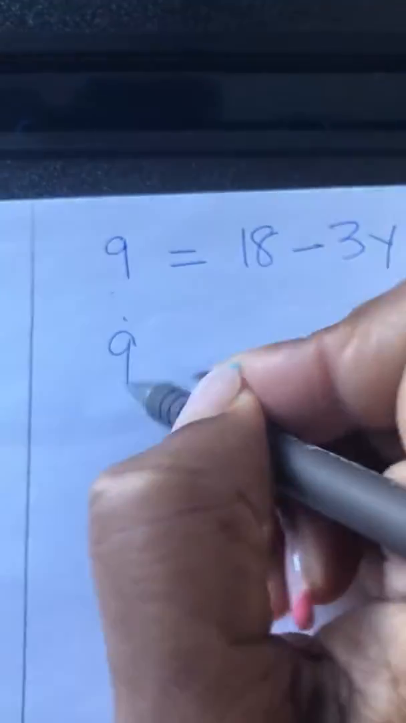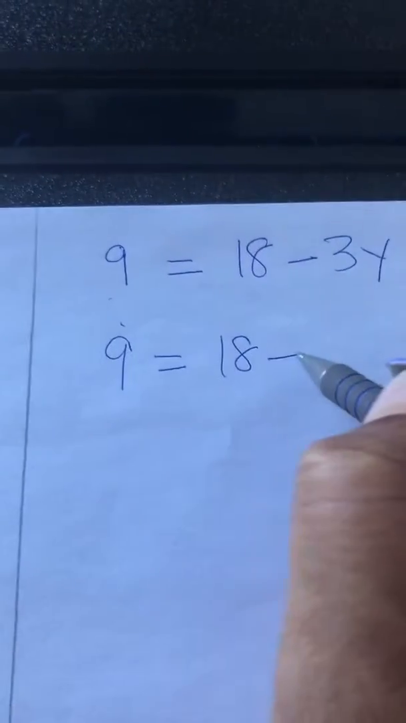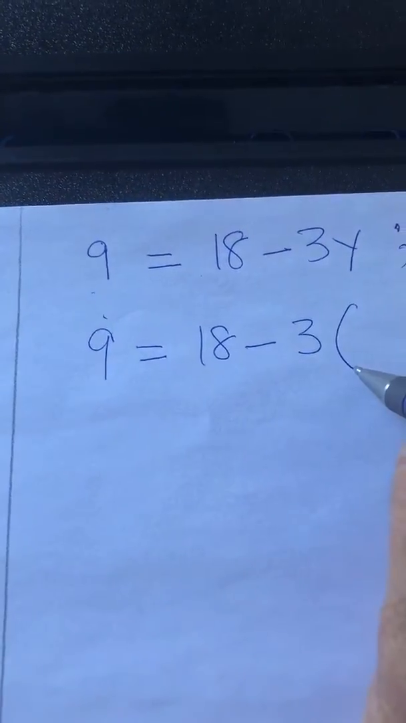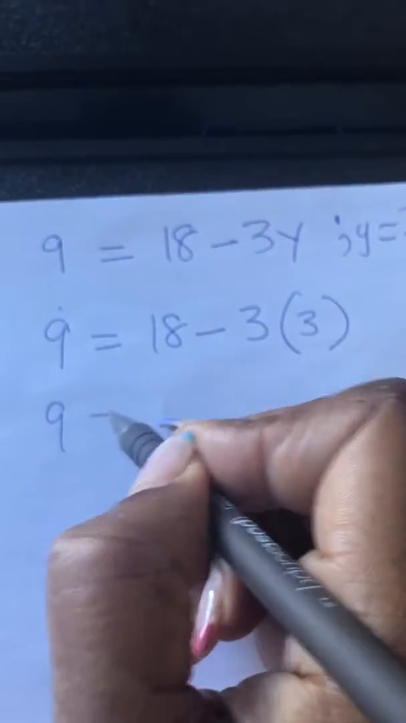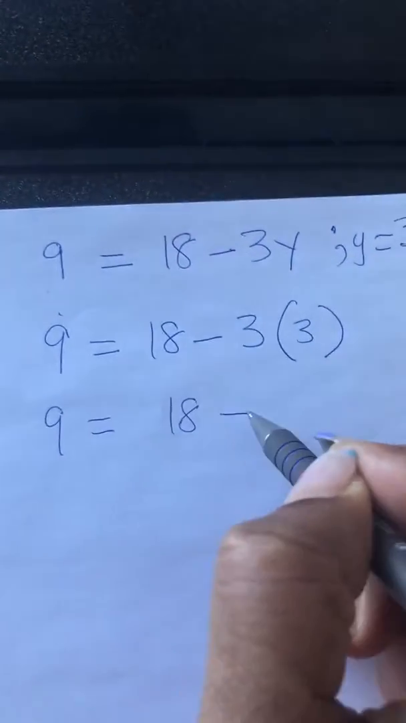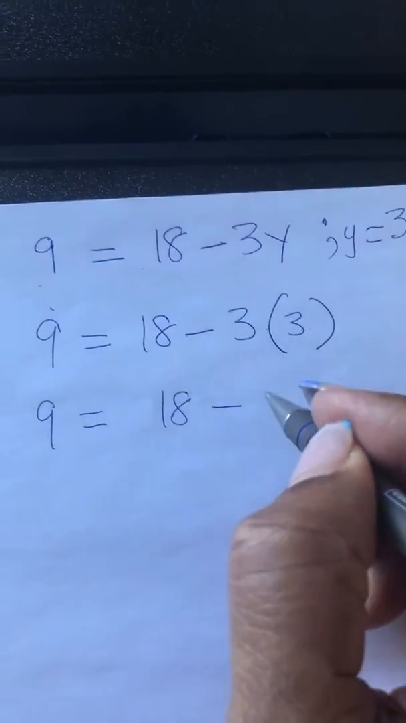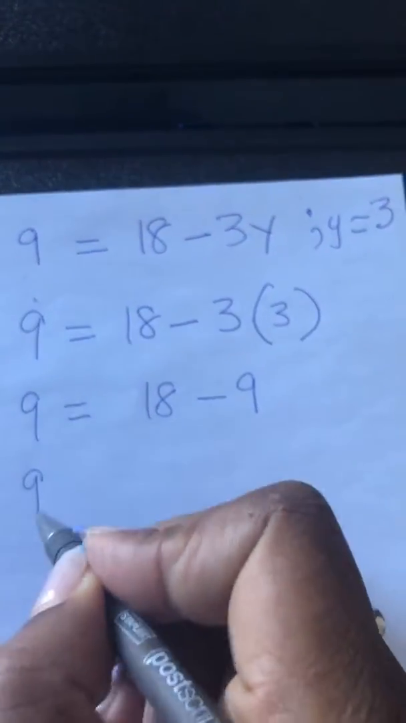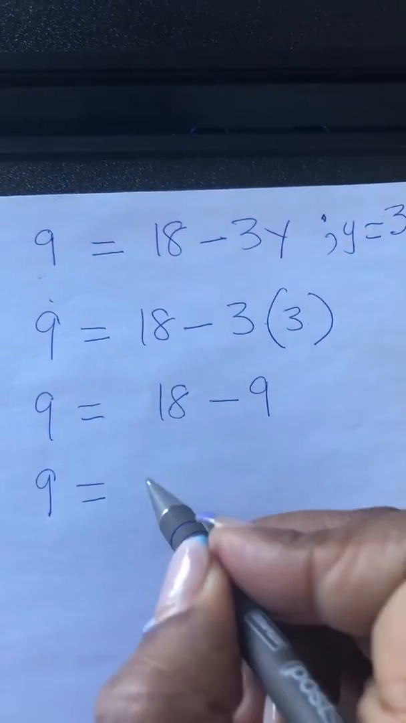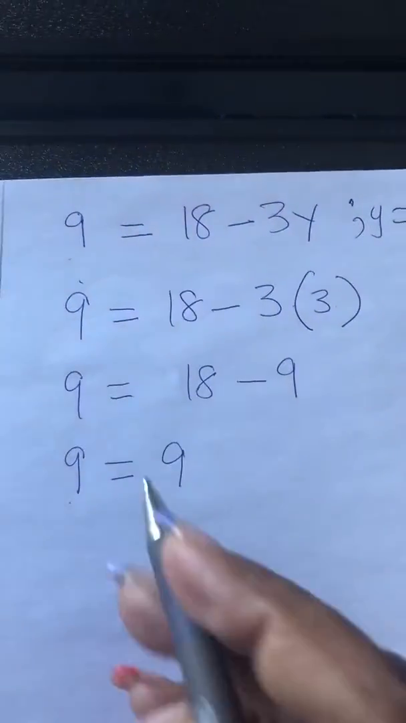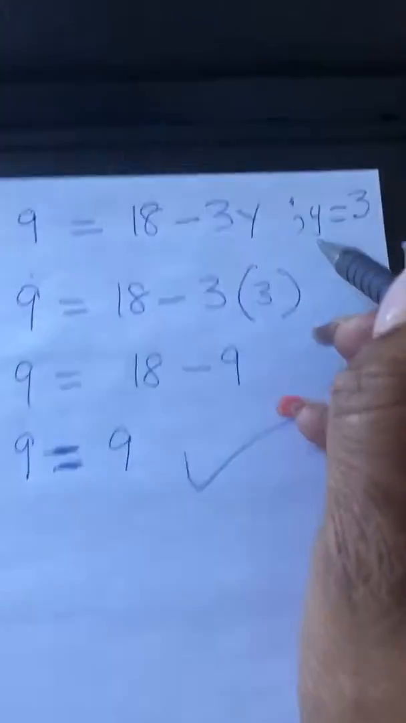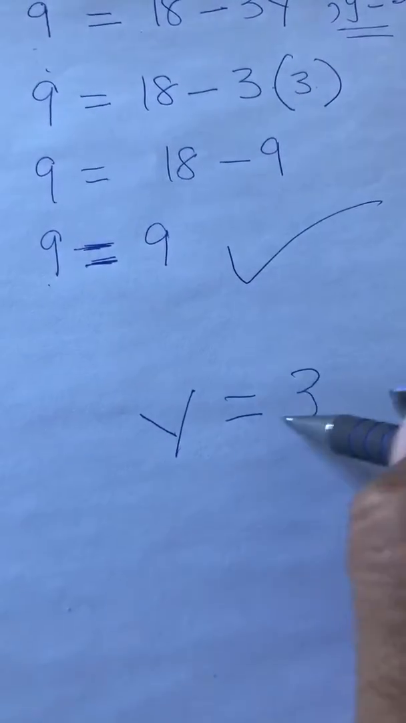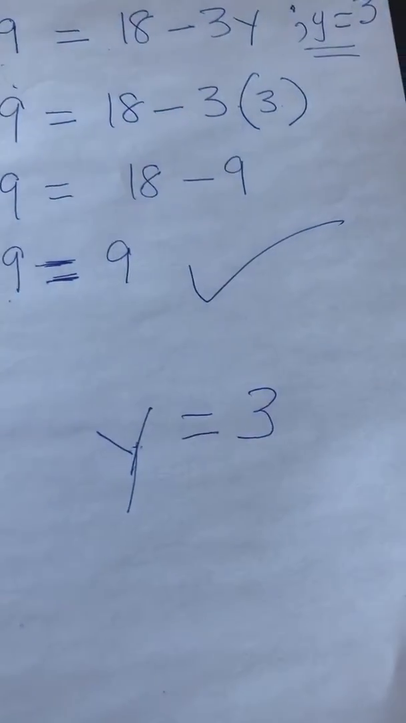So 9 equals 18 minus 3 times y, which is 3. So 9 equals 18 minus, and we know 3 times 3 is 9. 9 equals 18 minus 9 is 9. Must be equal. 9 equals 9. So we are happy with our answer. y equals 3. And now you can check that box and go on.